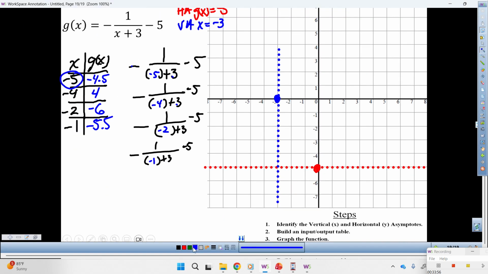Start with the left side. I got negative 5, negative 4.5. Negative 5, negative 4.5 is right here. And negative 4, positive 4. Oh no, negative 4, negative 4, sorry. Negative 4, negative 4. Look up. There it is. The other side, negative 2, negative 6. Negative 1, negative 5.5. And that's how you graph those. We just need the domain and range.